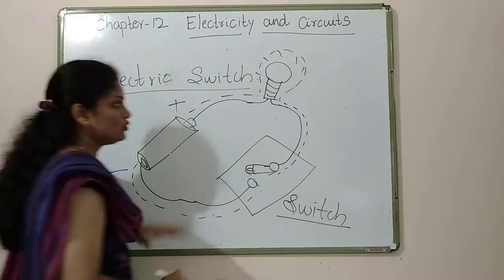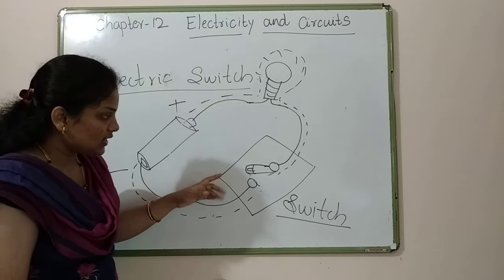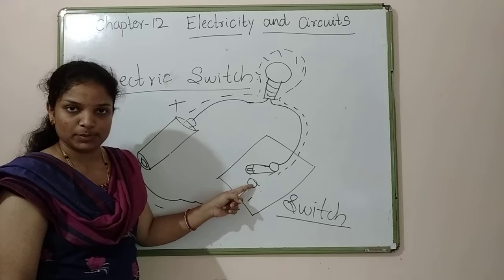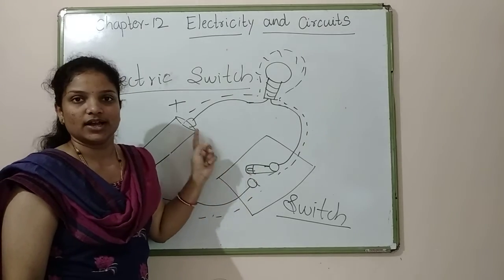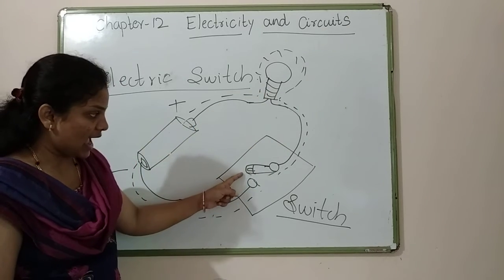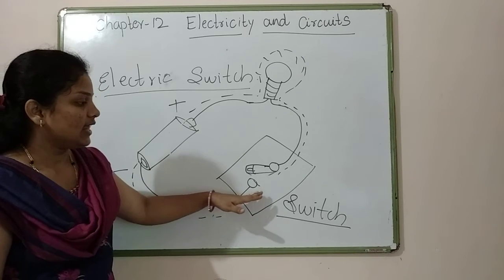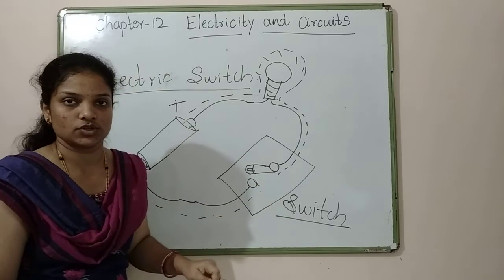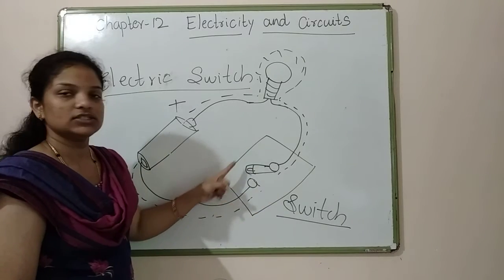When you try to do this, you will know how exactly the switch works. Only when this pin touches this pin, the current flows and the bulb glows. When you open this pin, current doesn't flow and the bulb also doesn't glow. This pin acts like a switch. So this is the switch, we call it an electric switch. Similarly, our home appliance switches also work. So this one we call a switch.